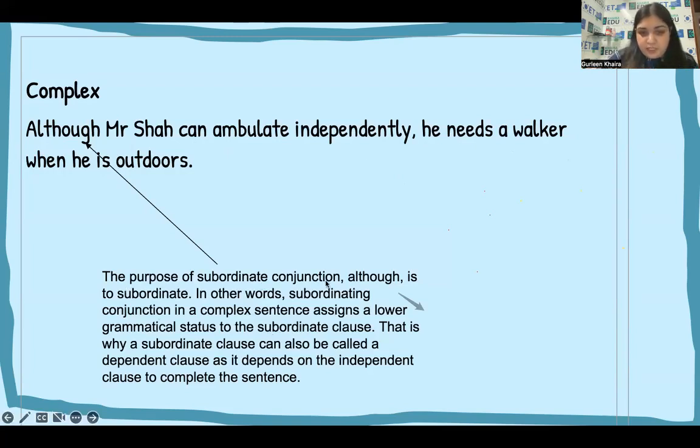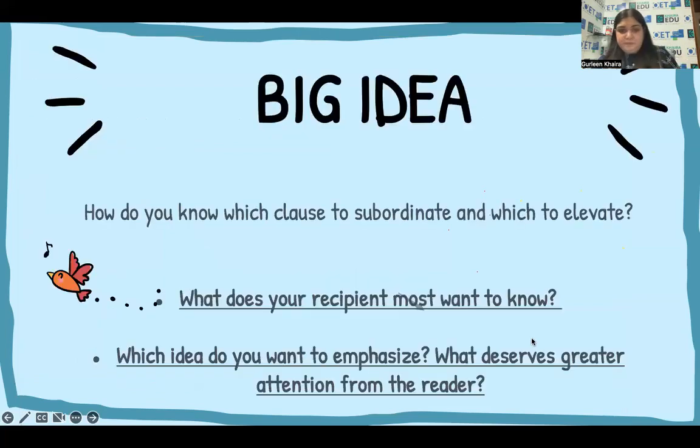The purpose of the subordinating conjunction, although in this example, is to subordinate. In other words, a subordinating conjunction in a complex sentence assigns a lower grammatical status to the subordinate clause. That is why a subordinate clause can also be called a dependent clause, because it depends on the independent clause to complete the sentence. So this is what we just discussed. How do you know which clause to subordinate? Think which deserves greater attention from your recipient.